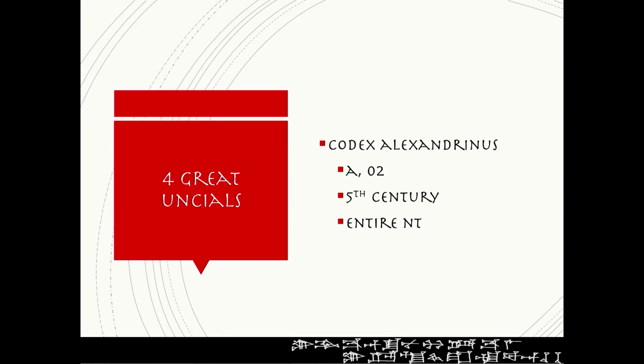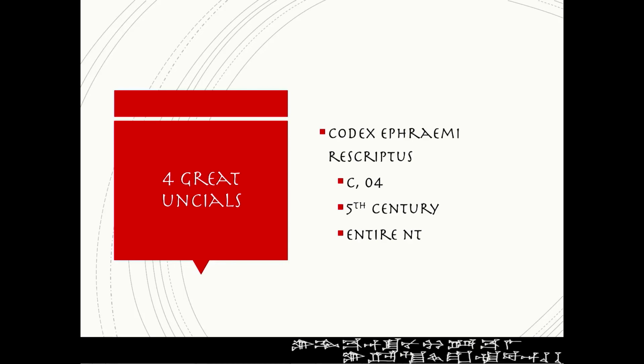Now, when we think about our major sources for the Greek New Testament, there are 4 that we need to consider. The first is Codex Alexandrinus. When you start to do textual criticism on your own, you look at the apparatus, you're going to see that Codex Alexandrinus is represented by A, or Uncial 02. It's a 5th century manuscript, and it contains the entirety of the New Testament. Codex Ephraemi Rescriptus is represented as C, or Uncial 04. It is also a 5th century manuscript, and it contains the entirety of the New Testament text.